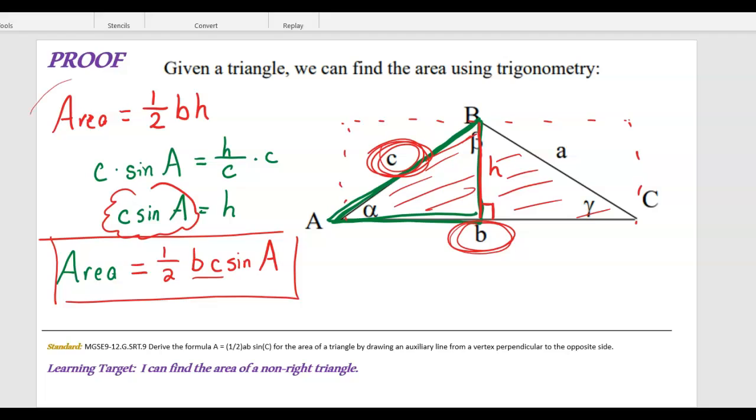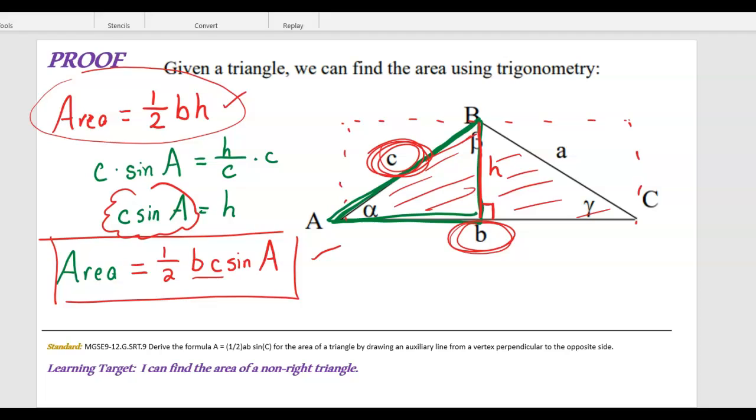The area of the entire triangle is 1/2 base times height. I can replace H with C sine of A. So it's basically just straight definition of sine, dropping the height, the altitude, the auxiliary line that's perpendicular to the opposite side from a vertex, and that's the proof. So it's a really basic proof, one substitution using one definition, all starting with the assumption that we already knew how to find the area of a right triangle, make a substitution.